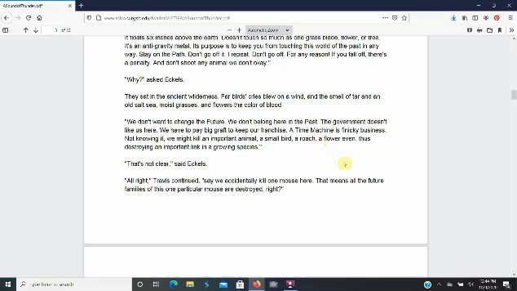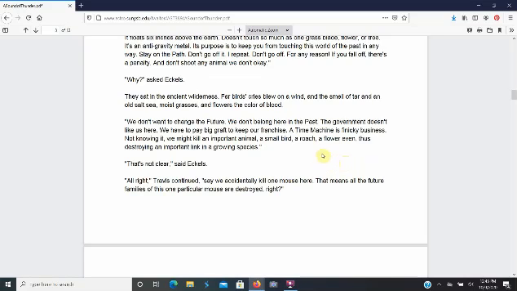We don't want to change the future. We don't belong here in the past. The government doesn't like us here. We have to pay big graft to keep our franchise. A time machine is finicky business. Not knowing it, we might kill an important animal, a small bird, a roach, a flower even, thus destroying an important link in a growing species.